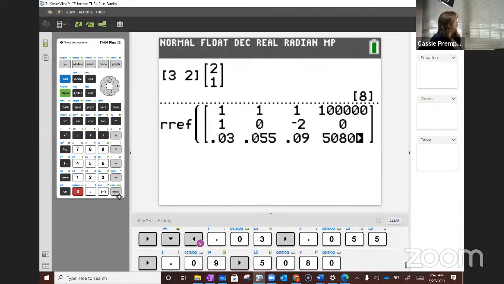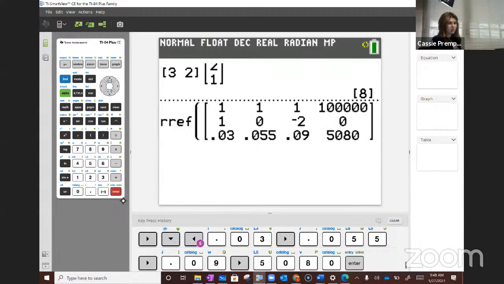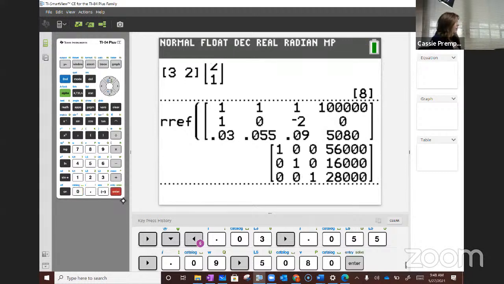This is what your calculator should look like. So before I press enter, actually, I think I could still press enter and it will still show up on my calculator. You want to make sure you have that. Then you press enter. And the 1 represents the x. So x equals 56,000, y equals 16,000, z equals 28,000. So the amount that I'm going to invest in my 3% account is $56,000. In my 5.5% is $16,000, and in my 9% would be $28,000.